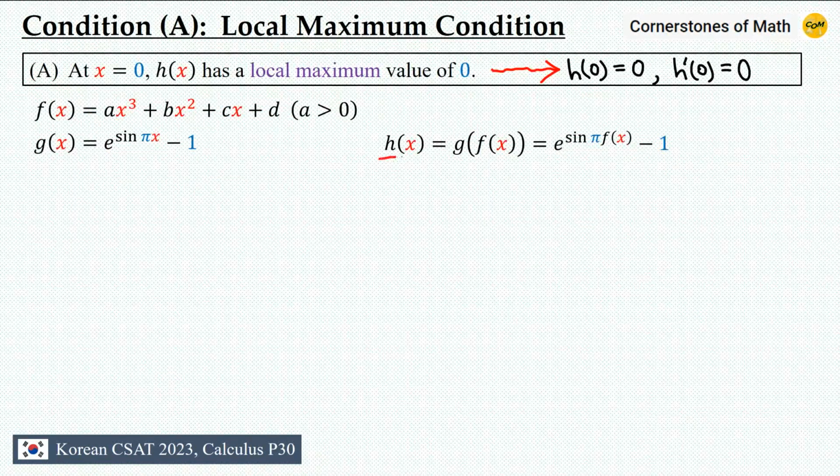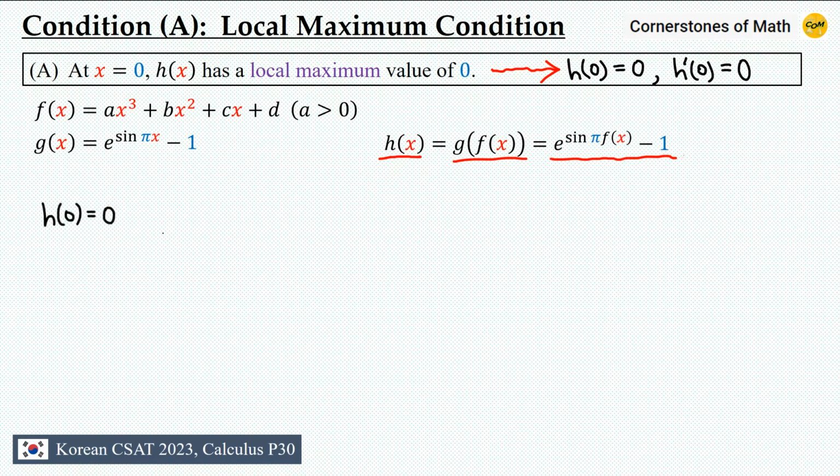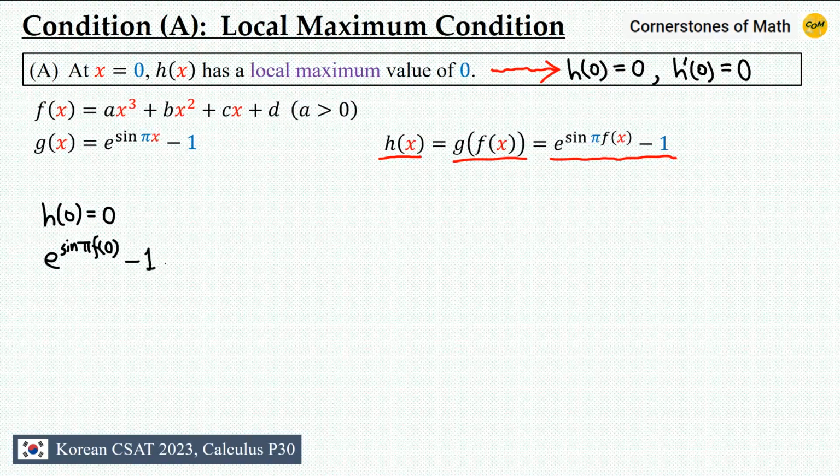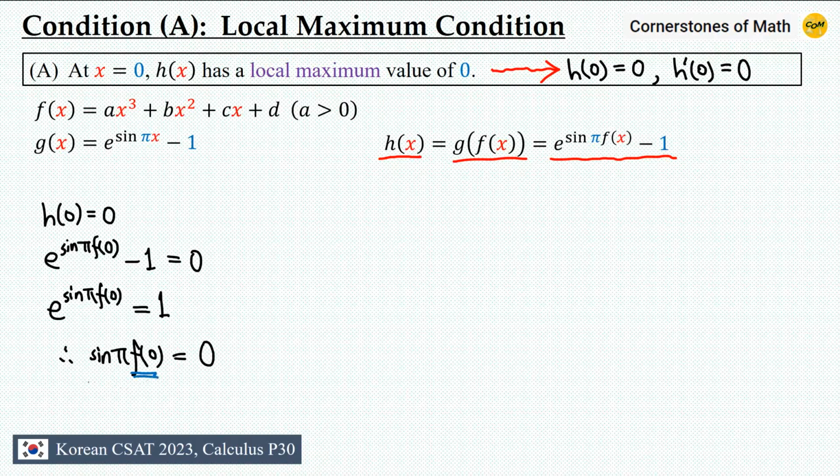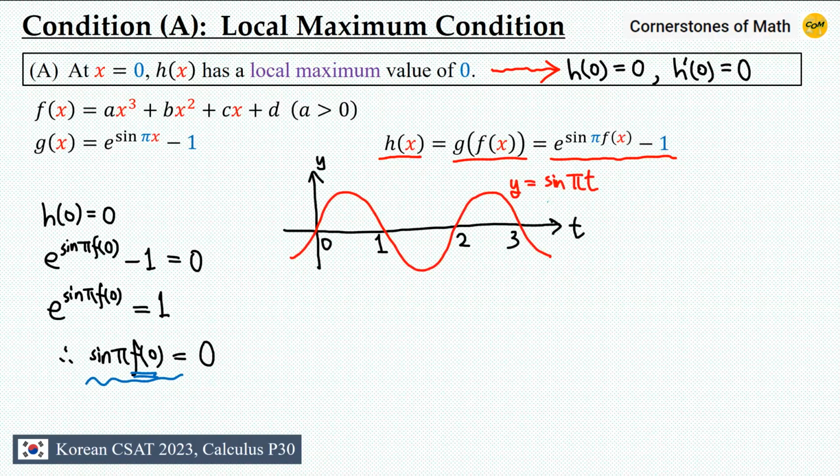So h(x), which is g(f(x)), is given like this. First, h(0) equals 0 means that e to the sin(pi f(0)) minus 1 equals 0. So e to the sin(pi f(0)) equals 1. Therefore, sin(pi f(0)) equals 0. At what value of f(0) does sin(pi f(0)) become 0? The best way to solve this is to use the graph of the sine function.